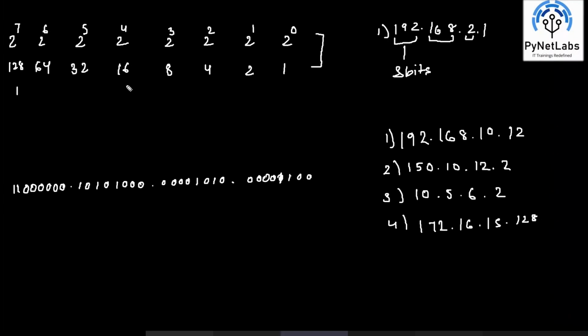So we get 144 after adding 16 to 128, and we are left with 6. So we can take 4 and 2. So this will result in 150.